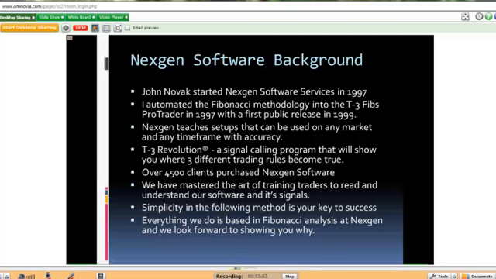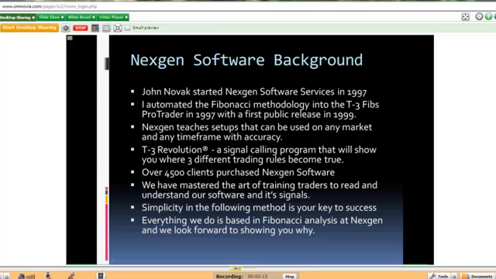And really, we've got almost 5,000 clients with NextGen in the last 13 years. So we've really worked a lot with traders, and we would like to think, I wouldn't say perfected, but we've almost perfected the art of teaching somebody how to recognize the best trades possible.